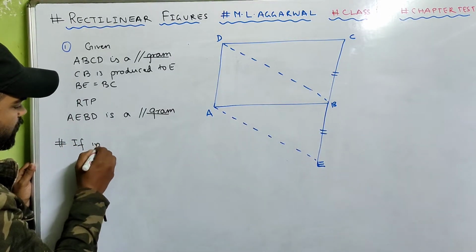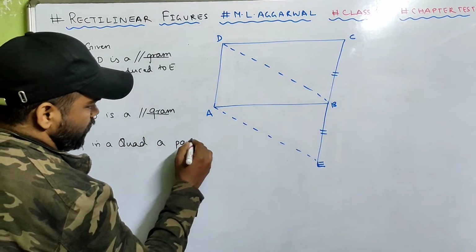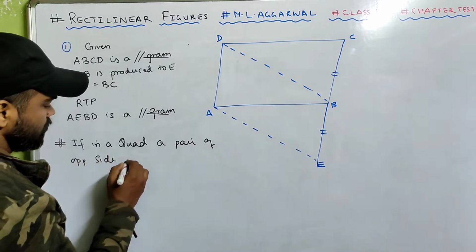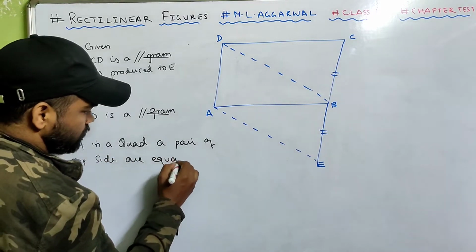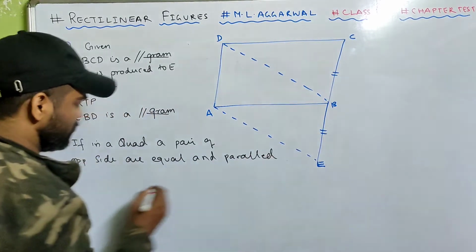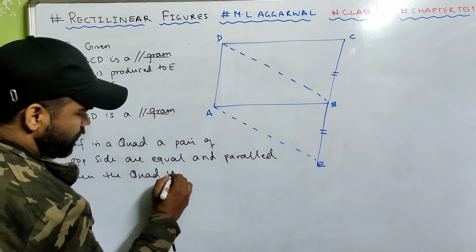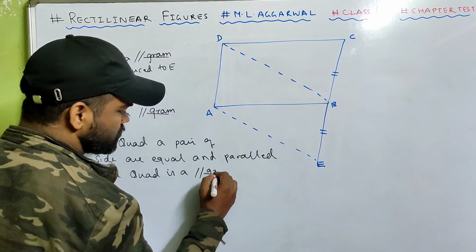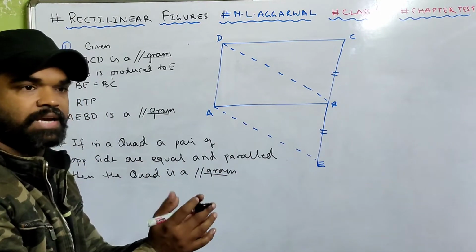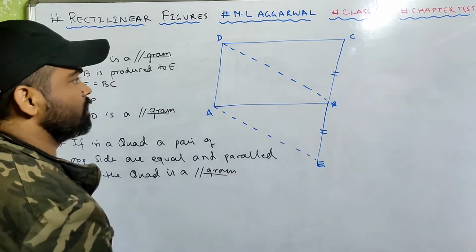If in a quadrilateral a pair of opposite sides are equal and parallel, then the quadrilateral is a parallelogram. We know this. So in a quadrilateral, we just need to show that one pair of opposite sides are equal and parallel. Now look over here in this particular sum.